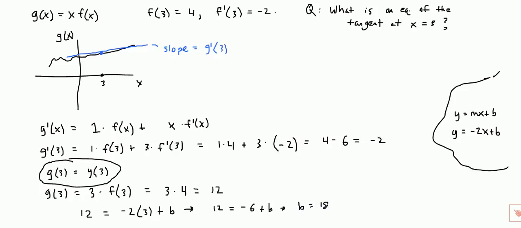So if we put all that together, we have our answer. It's going to be y equals negative 2x plus 18. This is the equation of the tangent line that passes through x equals 3 for g of x. We found the slope, it was g prime of 3, and then we made it pass through g of 3. The tangent line has to just touch the graph at that one point, and in this case that point is g of 3.